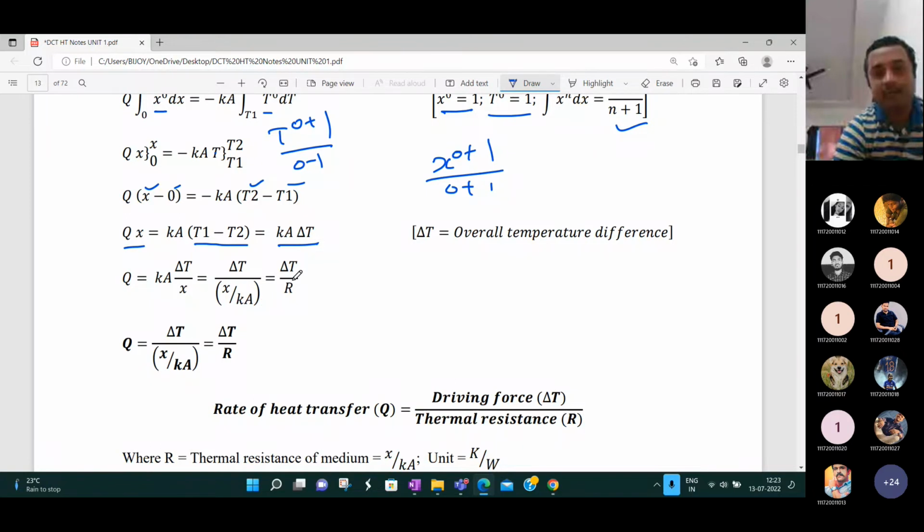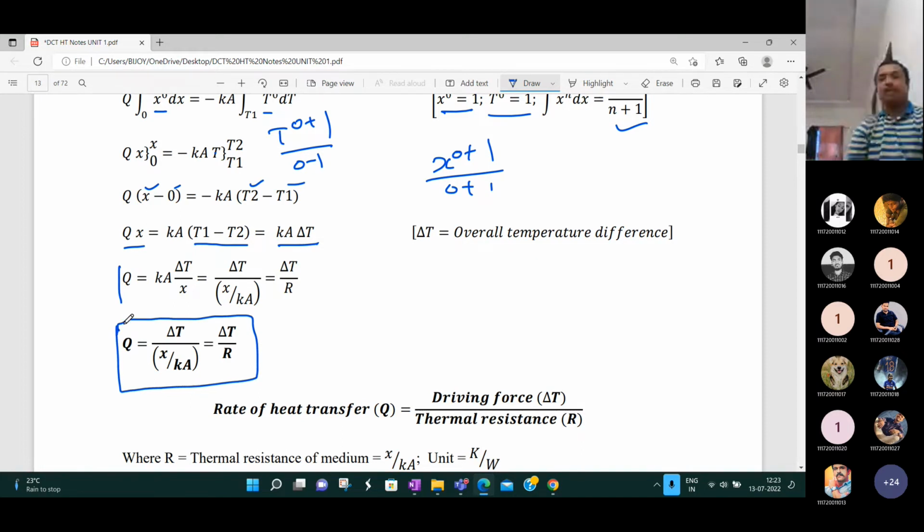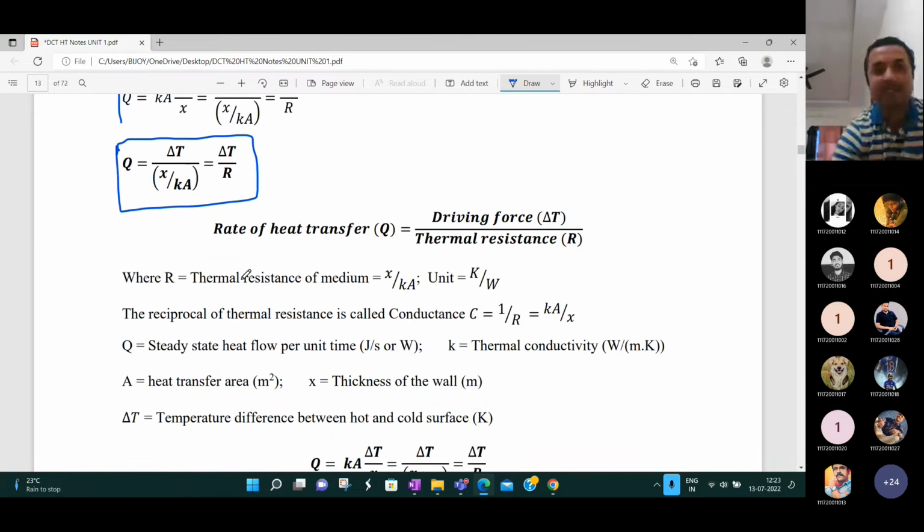Or x by Ka, or we can tell that is delta t by r. So what we reach right now is we can say the rate of heat transfer Q is equal to the driving force by thermal resistance. This is the standard formula.